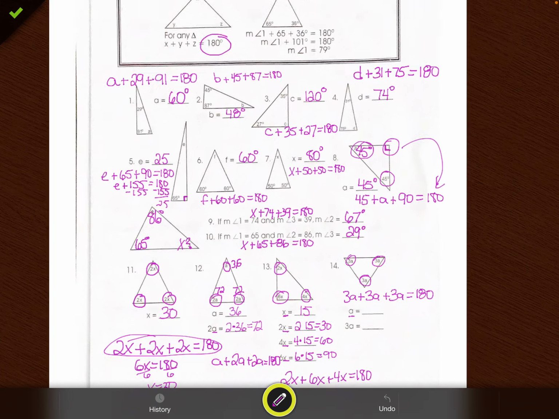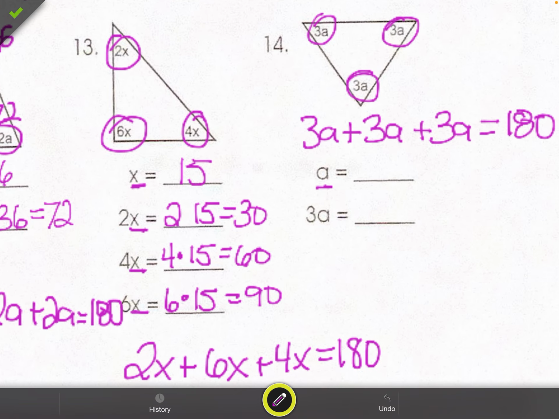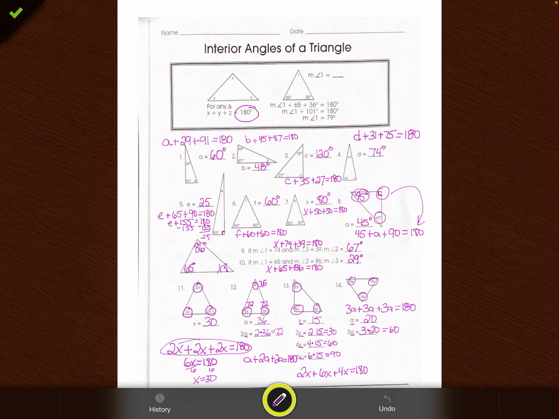Of course, they're calling it a. That's fine. A is 20. If I want 3a, that's 3 times a. So 3 times, what do we find for a? 20. So 3 times 20 is 60. So just write your equation, add your 3 angles, set them equal to 180, whatever they're giving you, type it into Desmos. Desmos gives you the answer.